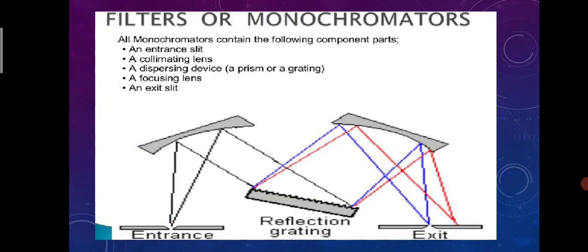Next we go for the filters or monochromators. All monochromators contain the following component parts: the entrance slit, the collimating lens, the dispersing device, the focusing lens and the exit slit. This whole arrangement is used to remove the unwanted wavelengths of the source. This is the major process done by monochromators.